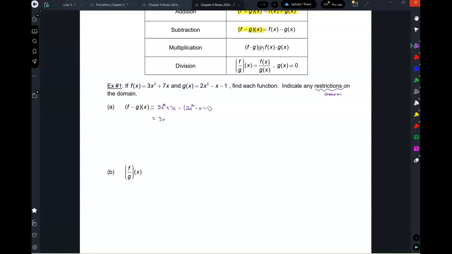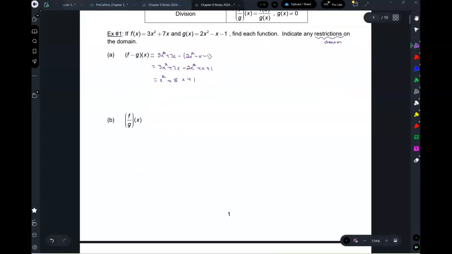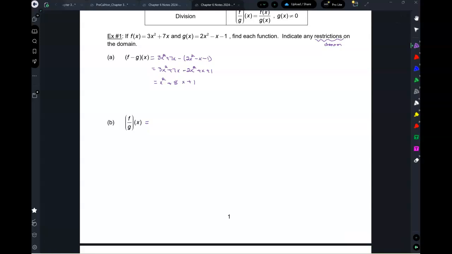So we get 3x squared plus 7x, minus 2x squared plus x plus 1. Combine 5x squared. Oops, I'm sorry, this is supposed to be a minus. So minus, and then, so this will be, oh no, that was right. x squared plus 8x plus 1. Okay, and that's it. And because I don't have any variables in any denominator, I don't need to deal with restrictions.